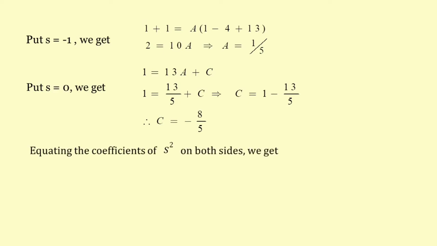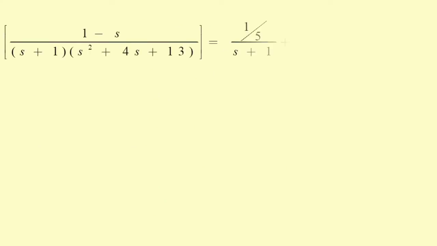Now by equating the coefficients of s squared on both the sides, let us find the value of b. So we get 0 is equal to a plus b. So b is equal to minus a. So the b value is equal to minus 1 by 5. Now substituting the values of a, b and c, we get 1 by 5 by s plus 1 plus minus 1 by 5 into s minus 8 by 5 divided by s squared plus 4s plus 13.